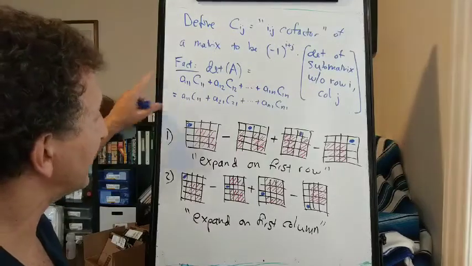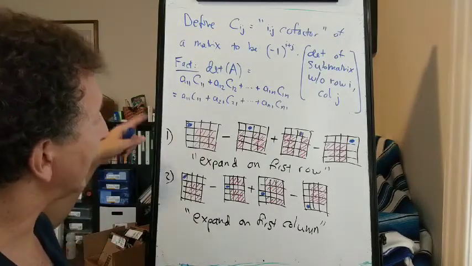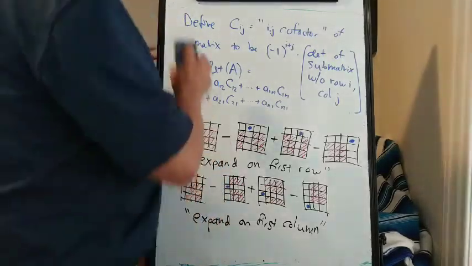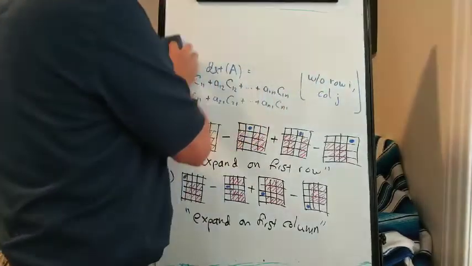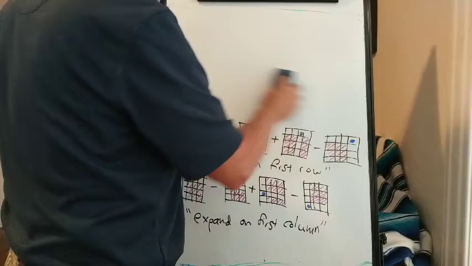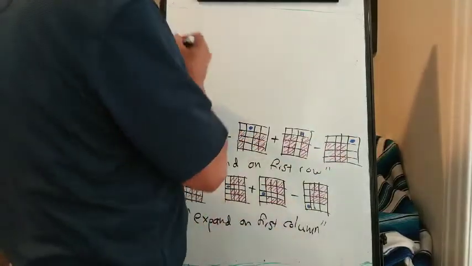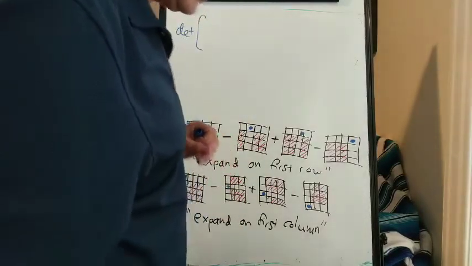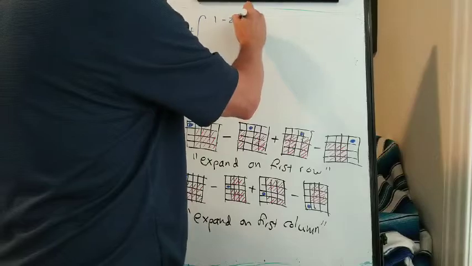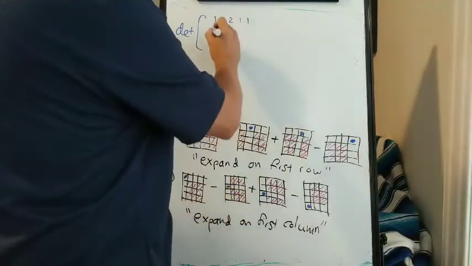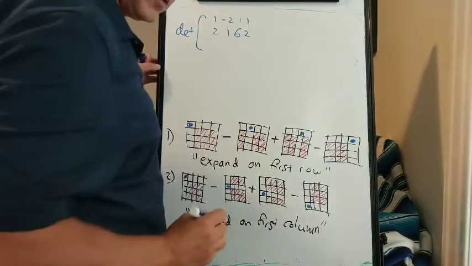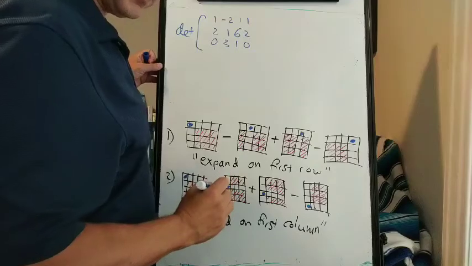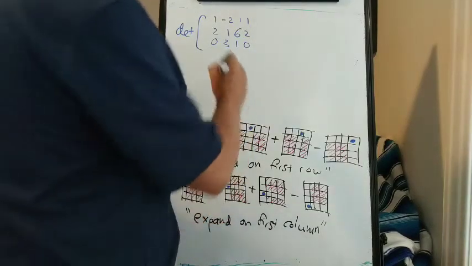Alright, so now that I've stated this formula in general, let's try this on a 4 by 4 matrix with numbers. Let's compute the determinant of the matrix with rows 1, -2, 1, 1; 2, 1, 6, 2; 0, 3, 1, 0; and 0, 2, 12, 4.